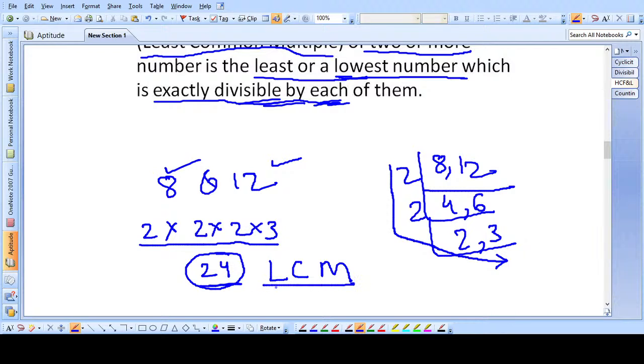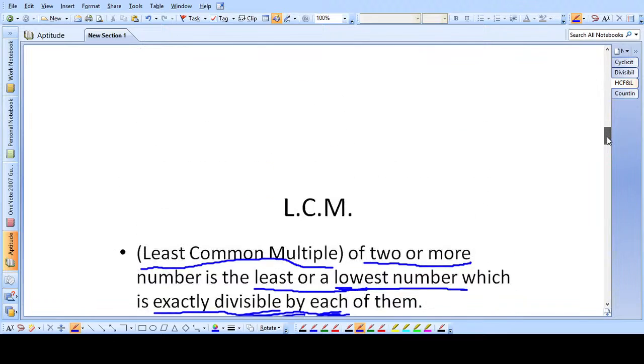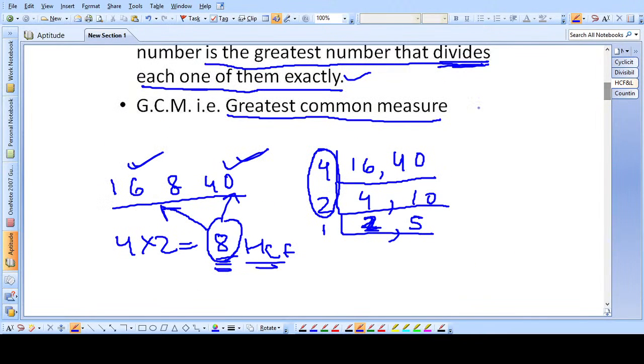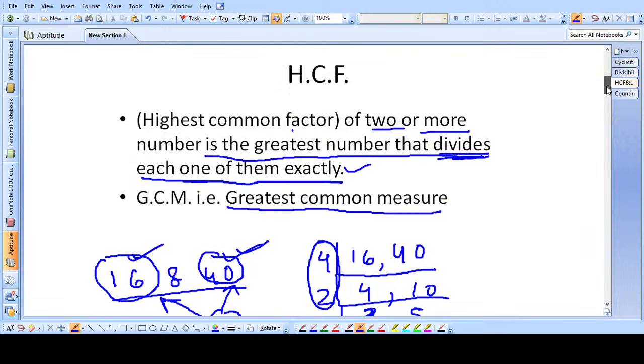This is the smallest number which both can divide, whereas in HCF, what was the condition? That the number we got as HCF can divide both these numbers. So they are just the opposite of each other. That is what HCF is and what LCM is.